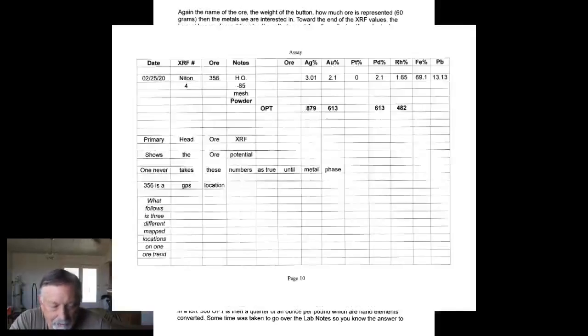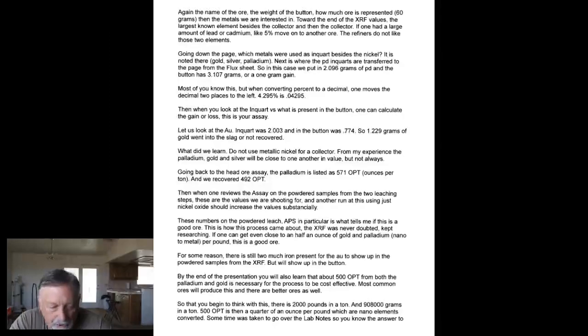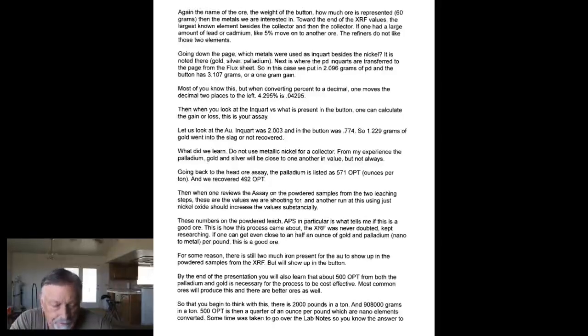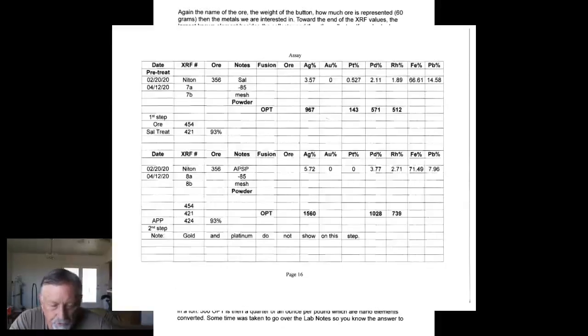Going back to the head ore assay, the palladium is listed as, now this is the powder that we shot in a little cup, 571 ounces per ton, and we recovered 492 ounces per ton. So, I'm just going to travel off the script here a little bit. This basically shows you that those values that XRF is shooting in powder that nobody else can recover are there, because now we've recovered close to what the head ore assay in the powder was. Then when one reviews the assay on the powder samples from the 2 leaching steps, these are the values we are shooting for, and another run at this using just nickel oxide should increase the value substantially.